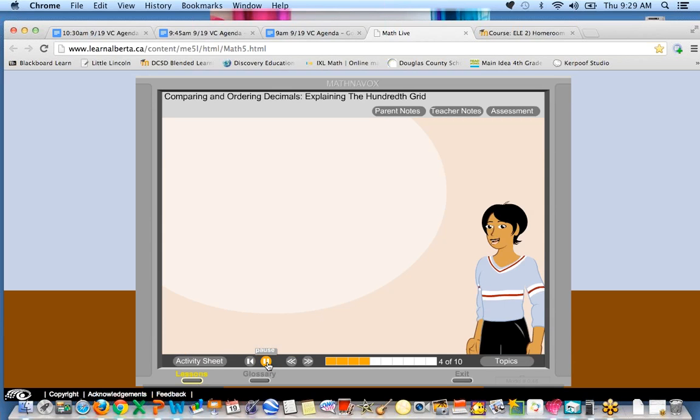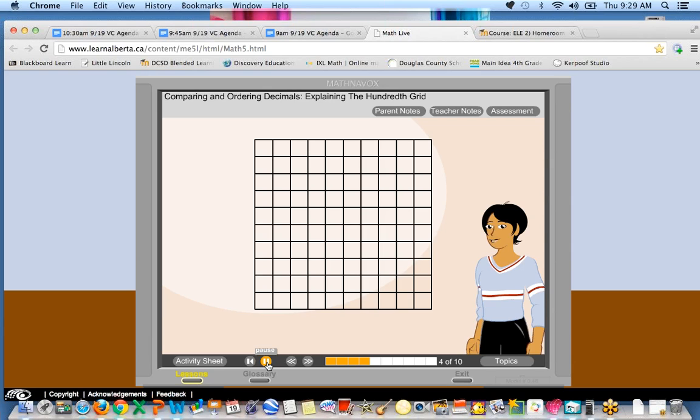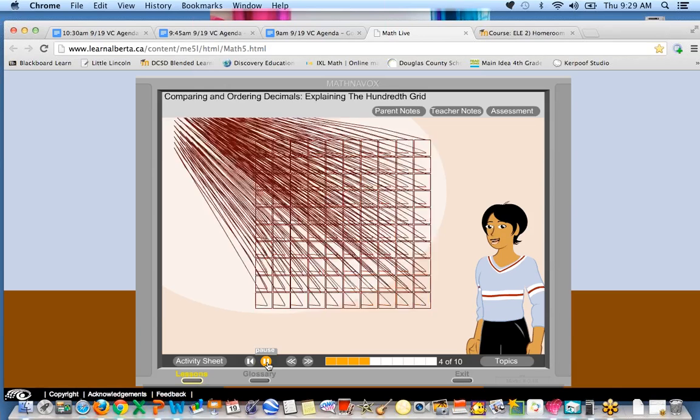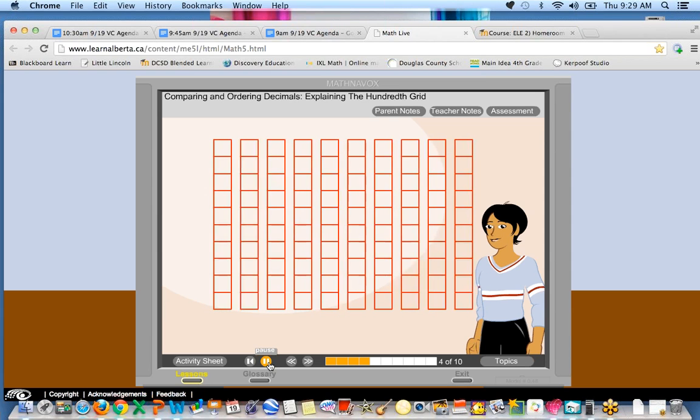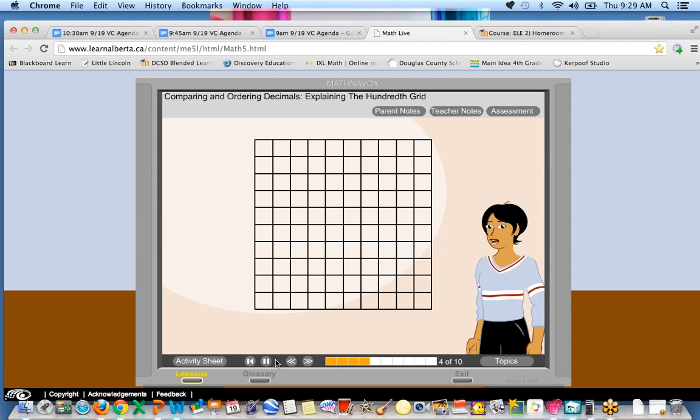All right, so now we're going to get into the hundredths. Before we continue, let's explain what a 100 grid is. We will be using this grid to compare decimal numbers. The grid is divided into 100 squares. Each of these squares represents 1 out of 100, or 1/100th. The grid can also be divided into 10 strips of 10 squares. Each of these strips represents 1 out of 10, or 1/10.